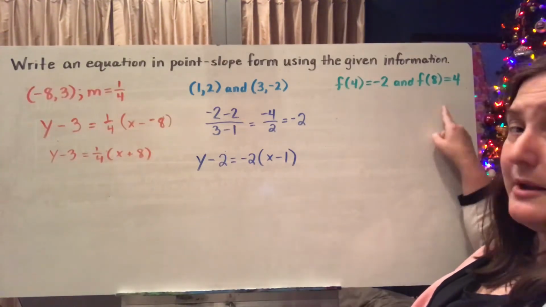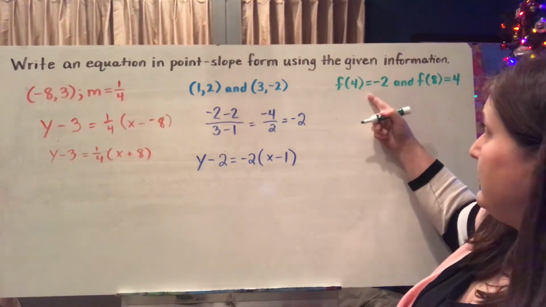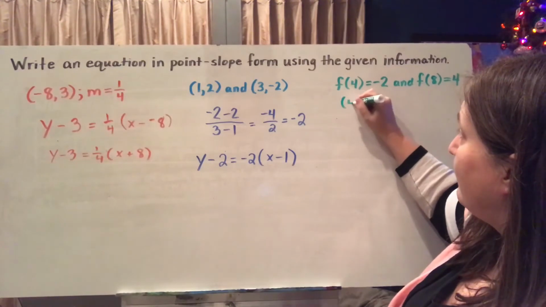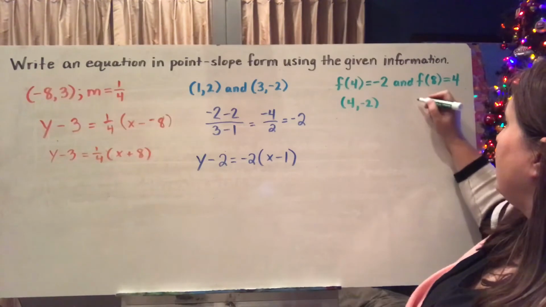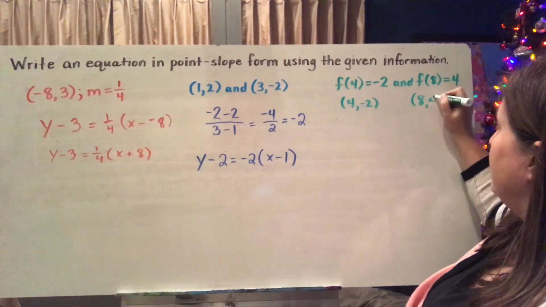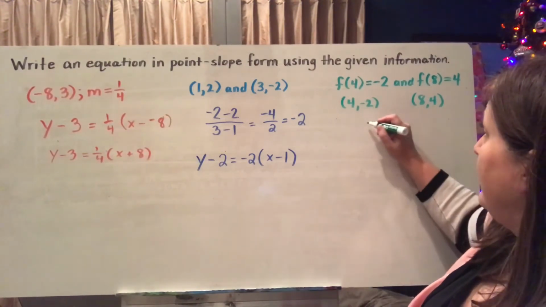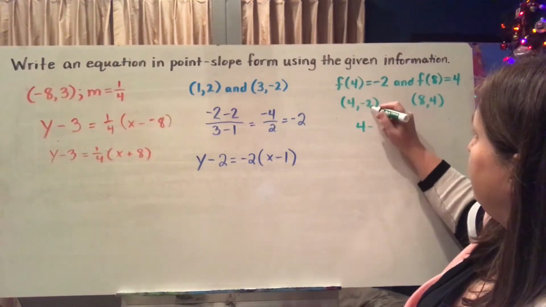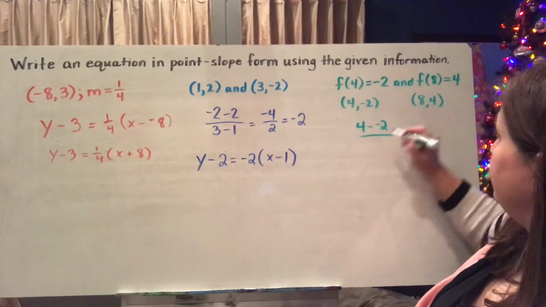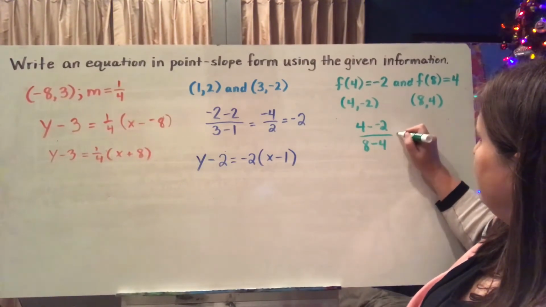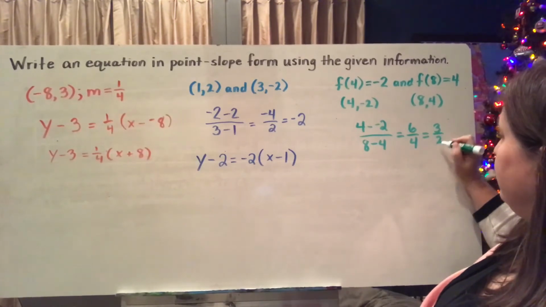All right, here's another one where I'm actually being given 2 points. This point, the function with input 4 equals -2, can also be written as (4, -2). And the function with input 8 equals 4 can be written as (8, 4). So I can go ahead and find my slope using these 2 points. 4 minus -2, my 2 y values being subtracted, and 8 minus 4. So I get 6/4, or 3/2.